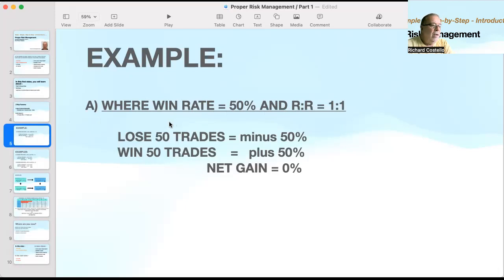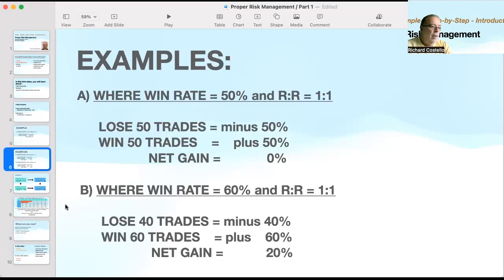So let's say you've taken 100 trades, you lose 50 trades, therefore you're minus 50%. Remember, you're risking 1% on each trade, but you're also winning 50 trades, which gives you plus 50%, leaving you with a net gain of 0.